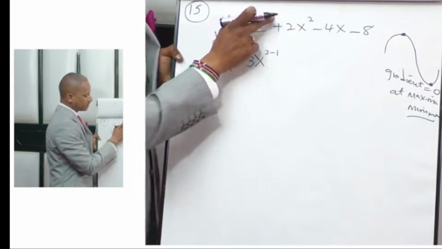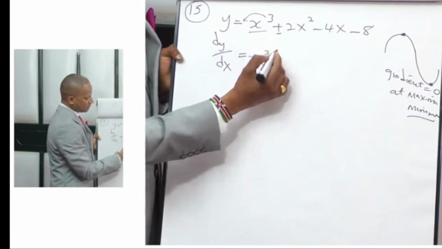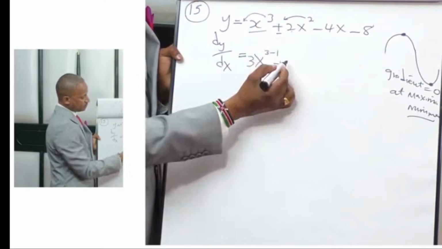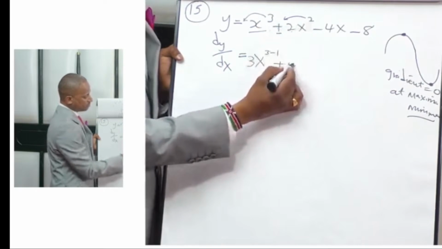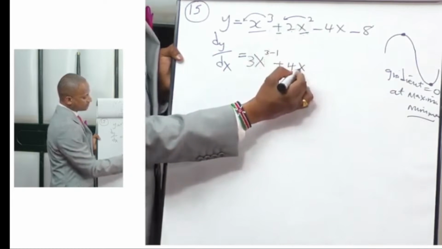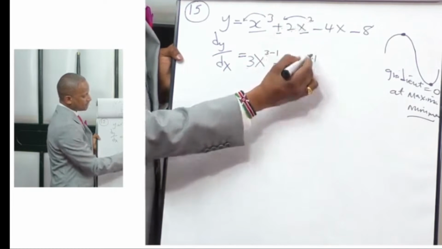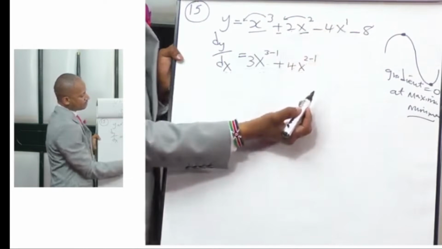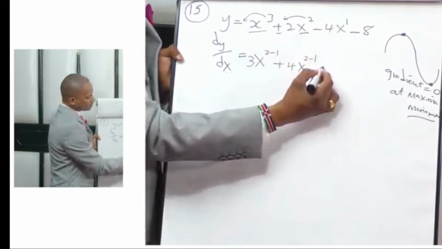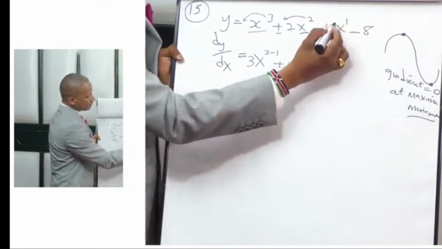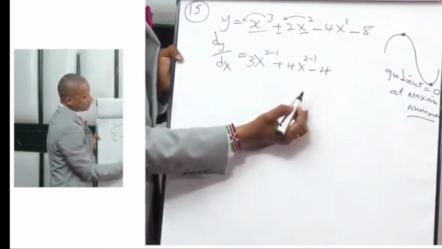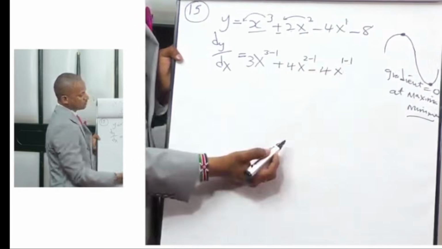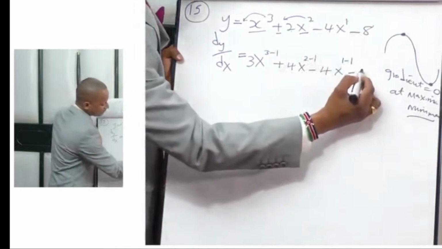Then that 3, you subtract 1. You maintain this plus sign. You come here, you drop the power. It becomes 2 times 2, which is 4. Then x squared, you subtract 1 from the power. Then you come here, this is to power 1. You drop the power. It becomes 4 times 1 times 4, which is 4, x to the power 1 minus 1. This minus 8, it is minus 8.